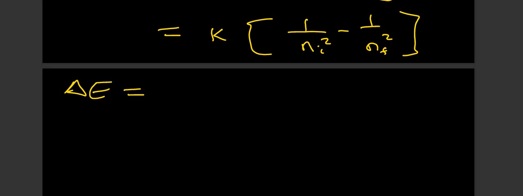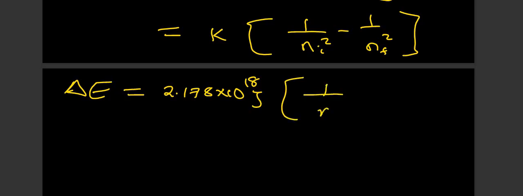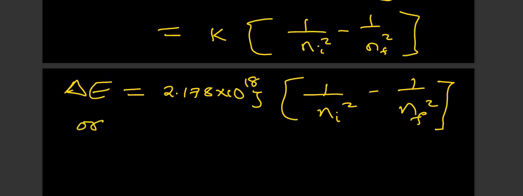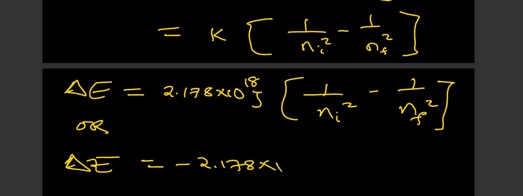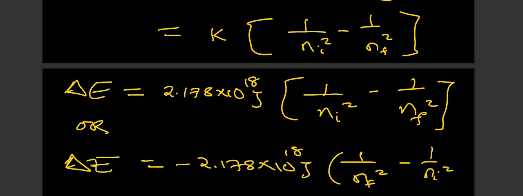If you're coming from any particular shell to another, you can use this formula, with 2.178 times 10 to the power 18 joules, to get your energy. This is what we mean by the change in energy. Other people will say the change in energy is equal to negative 2.178 times 10 to the power 18, with a negative in front, meaning they switched the things inside: 1 over final squared minus 1 over initial squared.